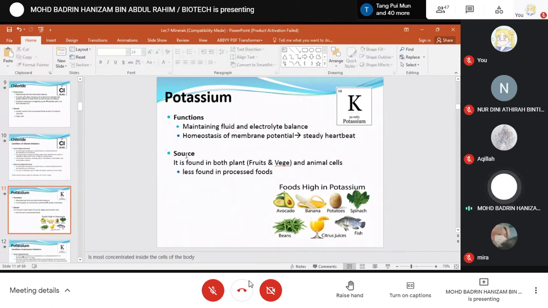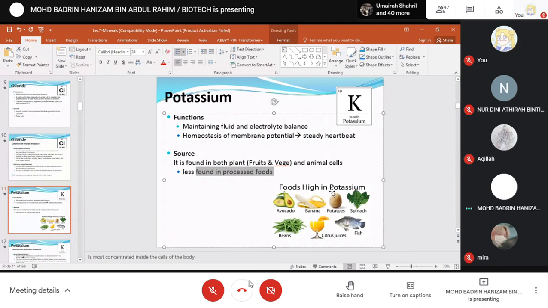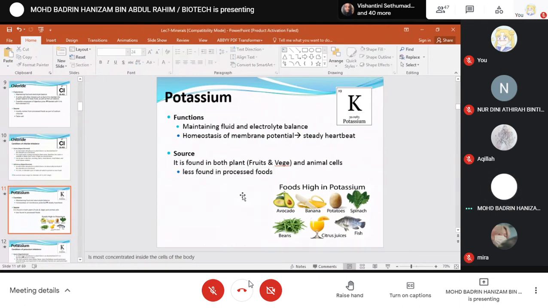The source of potassium is found in both plants and animals, less found in processed food. The foods here contain lots of potassium, especially banana. That's why if you don't know where to get potassium from, you just eat banana and you will be fine. Banana contains lots of potassium.